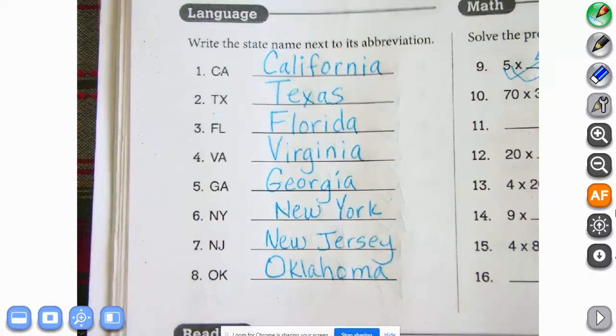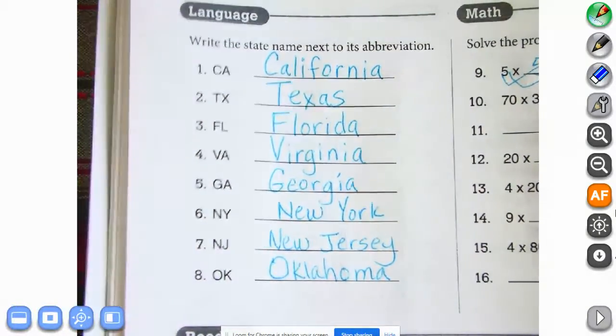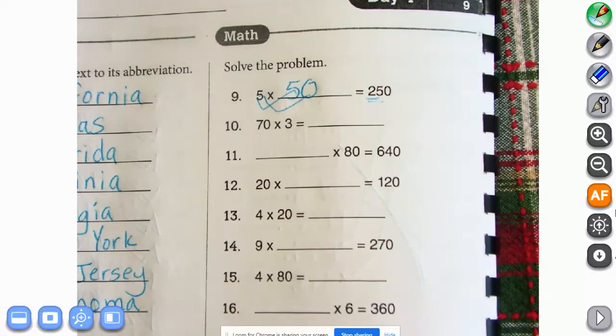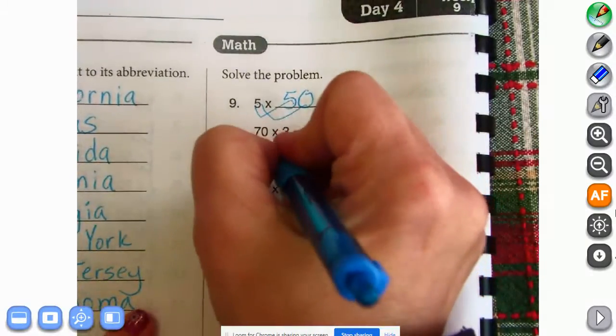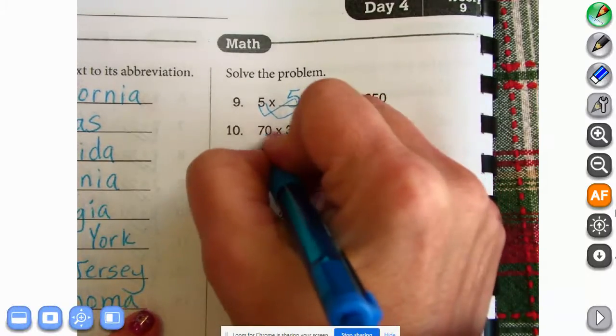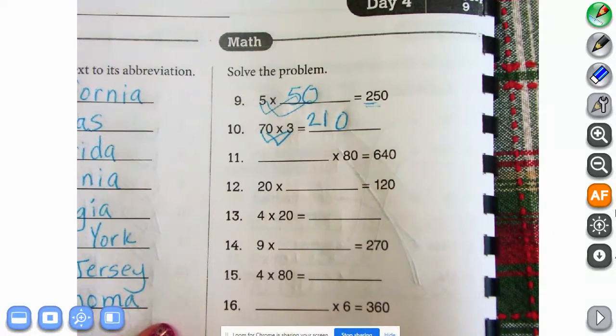Okay, we're going to move over to math. If you need to pause this to get that written down, go ahead and pause. If you have to fix it. All right, we're going to go to solve the problem. So we're going to do 3 times 0. That makes 0. And 3 times 7 makes 21. So 70 times 3 is 210.